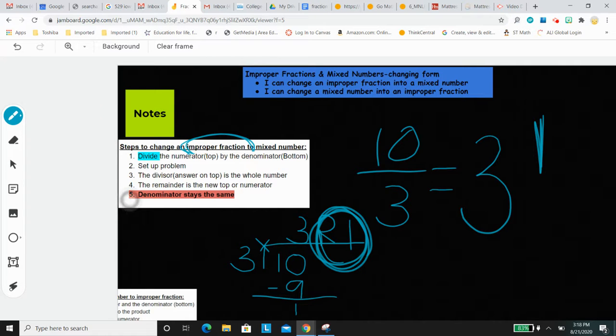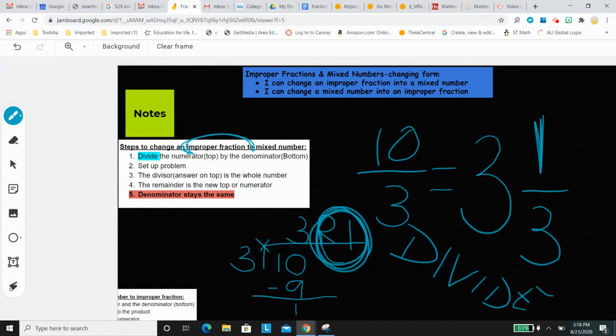Now, step 5 in the dark pink says the denominator always stays the same. So if my denominator was a 3, my denominator will be a 3 here because it's also what I divided by. That's my denominator. All right. That's how I change an improper fraction into a mixed number. You are going to divide. Do you understand? You are going to divide.